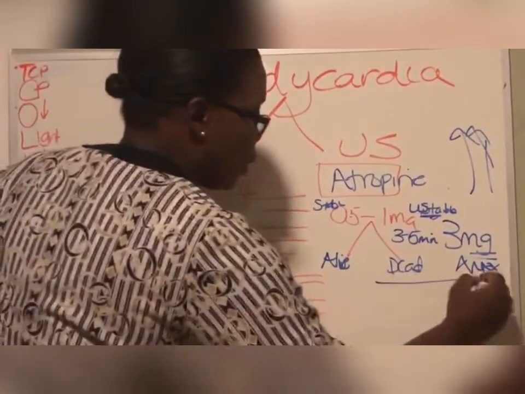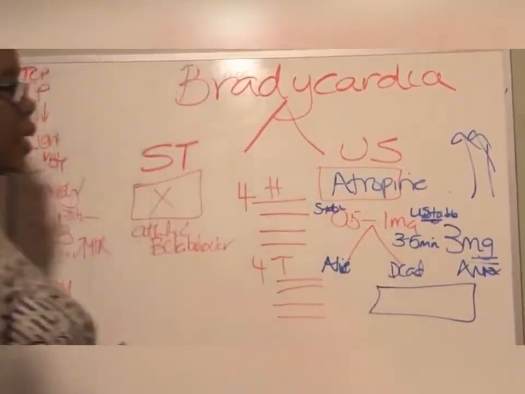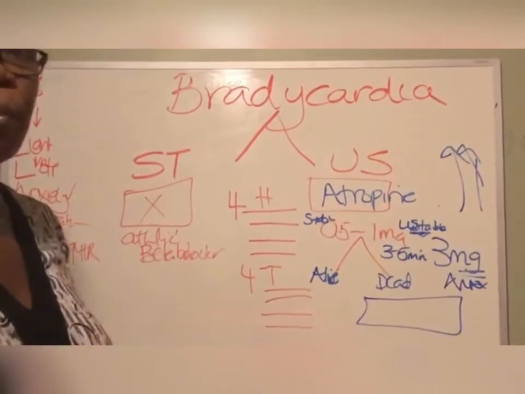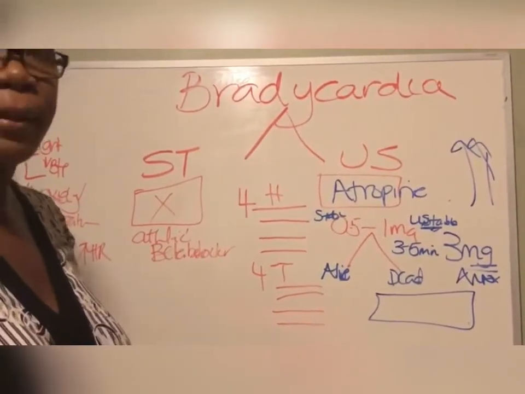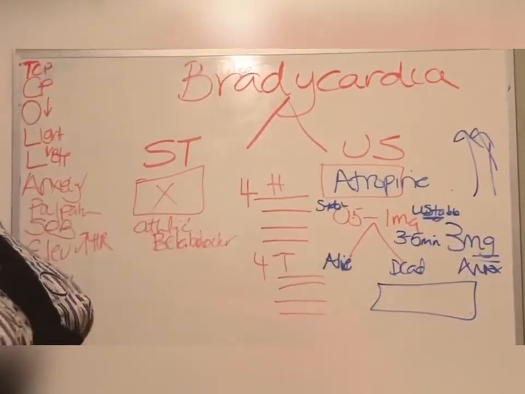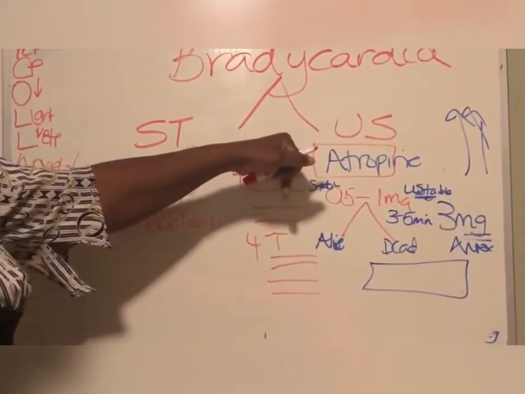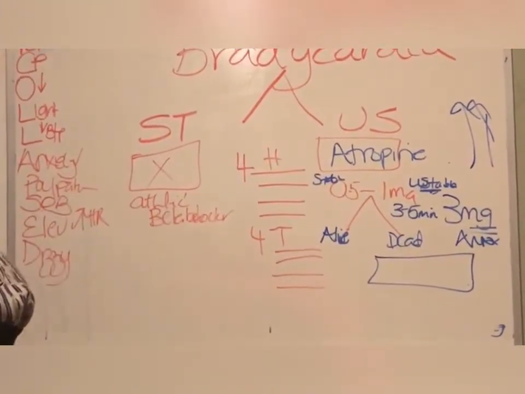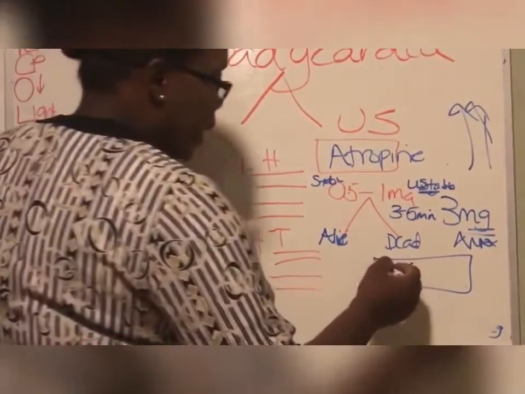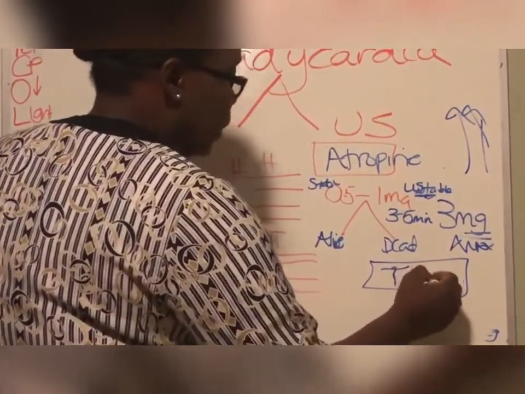Now, once you give the atropine every 3 to 5 minutes, up to the max dose, and that doesn't work, then you have another treatment. Notice I did not talk about bringing out the defibrillator. The defibrillator is not in this algorithm, okay? Atropine is in this algorithm. What do you want to do next? Transcutaneous pacing, okay? Transcutaneous pacing.